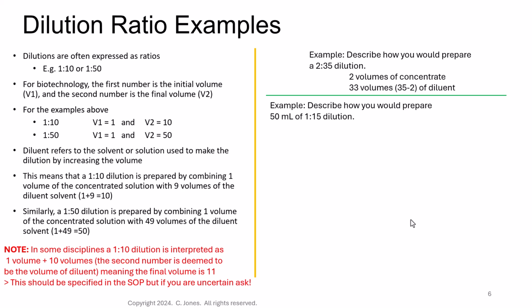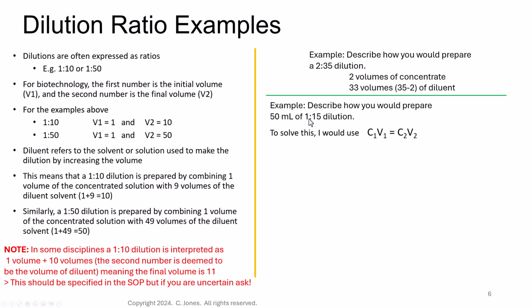Now, this one's a little trickier, but not really. I see people struggle with this all the time, but here's the trick to solving this kind of problem. Describe how you would prepare 50 mils of a 1 to 15 dilution. To solve this, I would actually use C1V1 equals C2V2. We look at this. We have 3 numbers here. We have a volume, and then we have a 1 to 15 dilution.